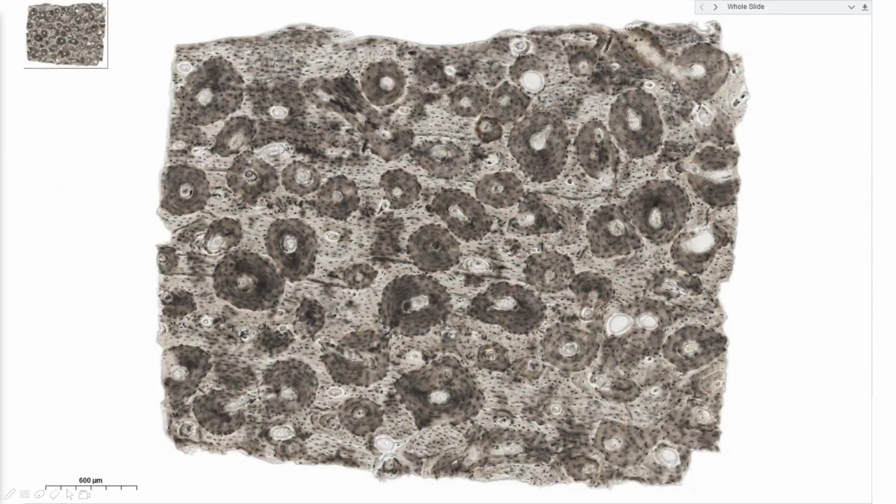We can see multiple osteons, which are the cylindrical structures. They are considered the structural units of compact bone. They are arranged parallel to the lines of stress in a bone.